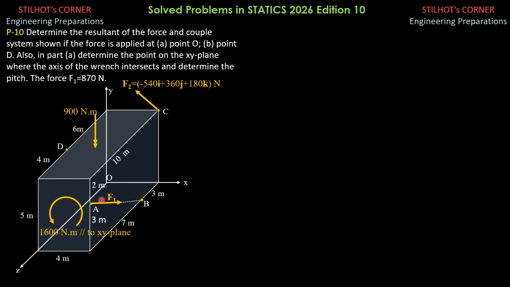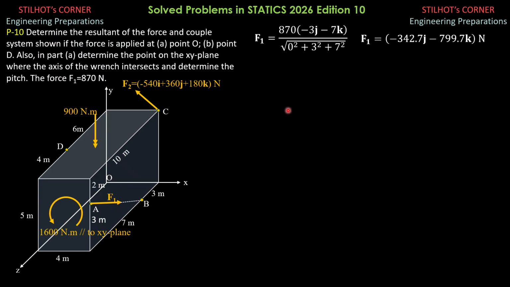For F1, it is simply magnitude times the unit vector from A to B. A to B is going down 3 and going backward 7. So it is negative 3j, negative 7k. So F1 is 870 times the quantity negative 3j minus 7k over the square root of 3 squared plus 7 squared. Simplifying, F1 is equal to negative 342.7j minus 799.7k to four significant figures.